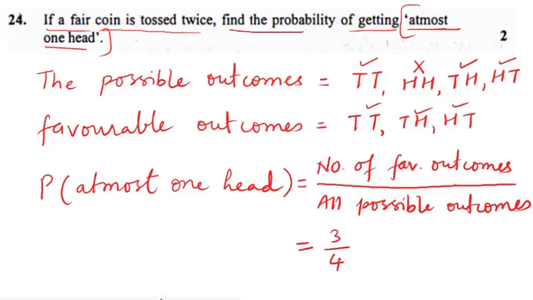Probability of at most one head is number of favorable outcomes upon all possible outcomes. So the number of favorable outcomes are 1, 2, 3, and all possible outcomes are 1, 2, 3, 4. So this is the solution for question number 24.